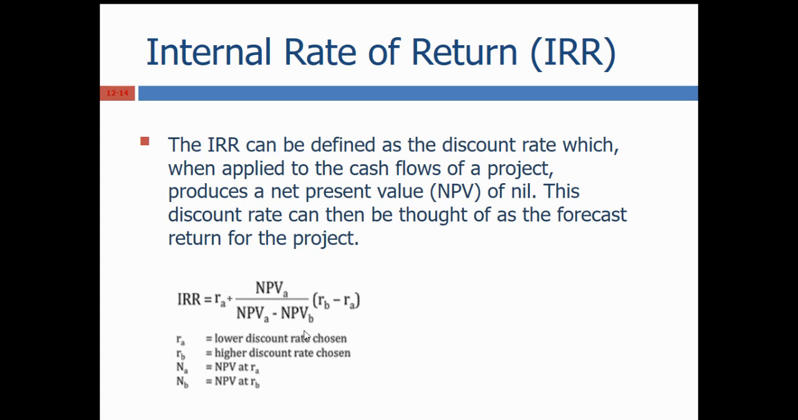Then NPVA will end up adding NPVB. So that is the whole idea why we are required to get a negative NPV: because of the formula itself. Only when you have a negative NPV does it become positive. Then you can move ahead with your calculation. Then you have the higher discount rate minus the lower discount rate. With that, you are able to compute IRR.